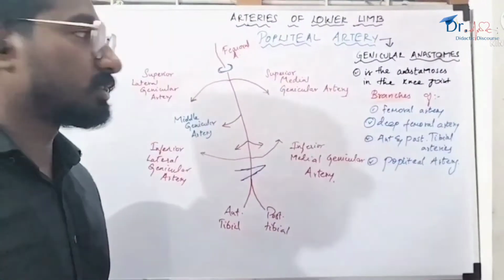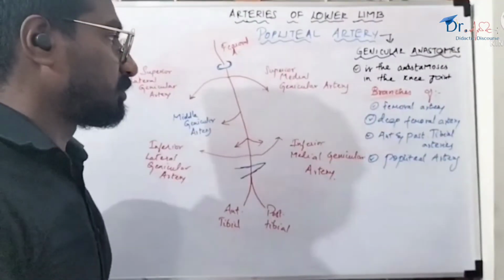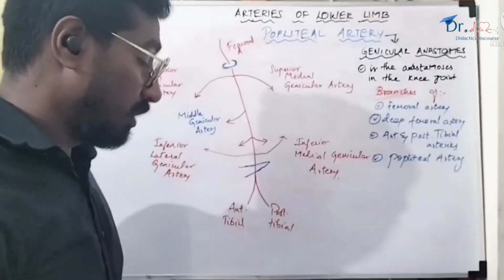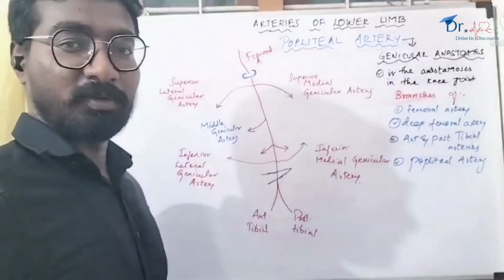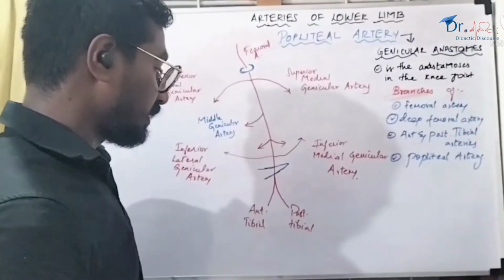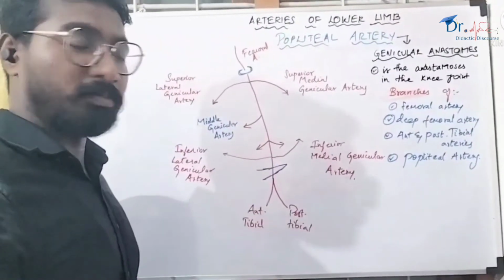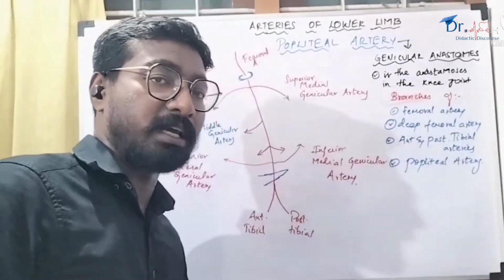So I hope you guys are clear about the popliteal artery and its branches and the genicular anastomosis. Thank you so much for your time. I'll give a heads up on the next video: we'll be discussing the branches of the anterior tibial and posterior tibial arteries, which are the next main arteries of the lower limb.